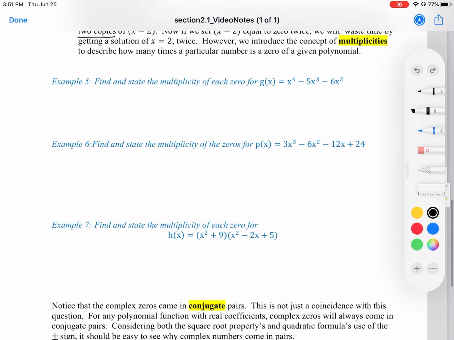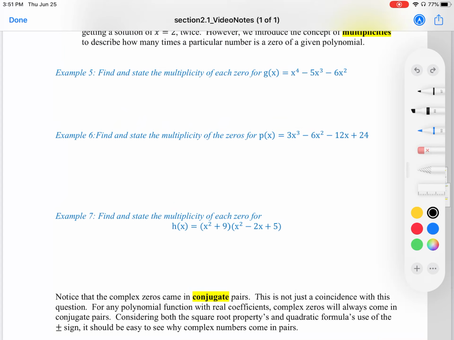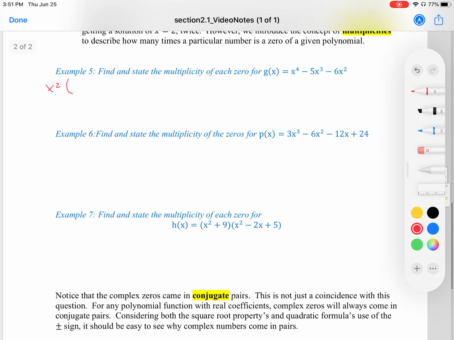So let's do these examples. I'll do 5. Example 5. Find and state the multiplicity of each zero. So nothing's really changed from our prior knowledge. We're just solving the polynomial. So let's go ahead and solve. We see we can factor out a GCF of x squared. If we factor out x squared, we're left with x squared minus 5x minus 6.